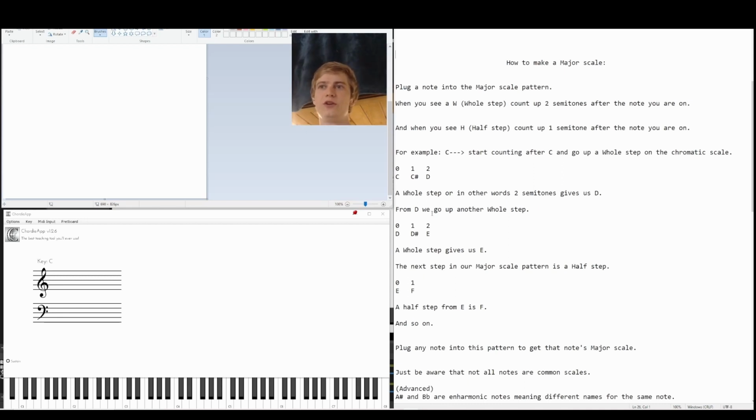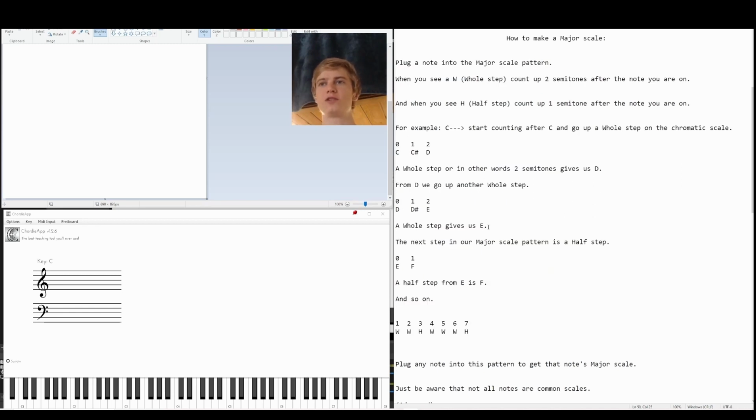Next, from D, we go up another whole step. So you go to D, and a whole step, remember, you're going to start counting after. So we're going to start on D sharp, 1, and then we're going to go to E, 2. So E is the 3rd note in the C major scale. So right now we have C, D, and E.